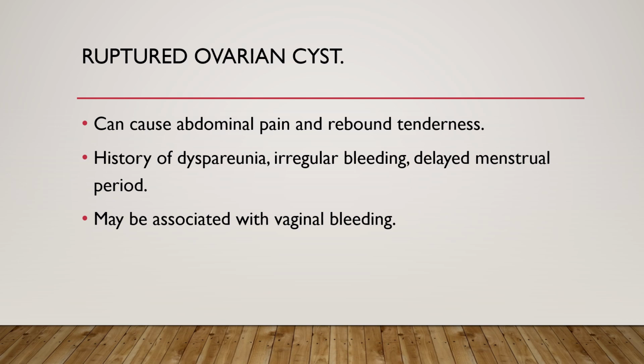Now, with a ruptured ovarian cyst, they can have abdominal pain, and they can also have rebound tenderness. Now, I don't want you to do this. I'm going to tell you what rebound tenderness is, then I'm going to tell you not to do it. So this is a no-no. We're not going to check for rebound tenderness. We won't do it. Okay?